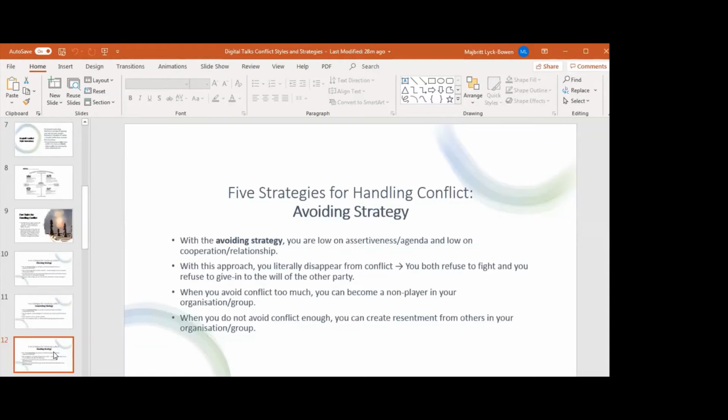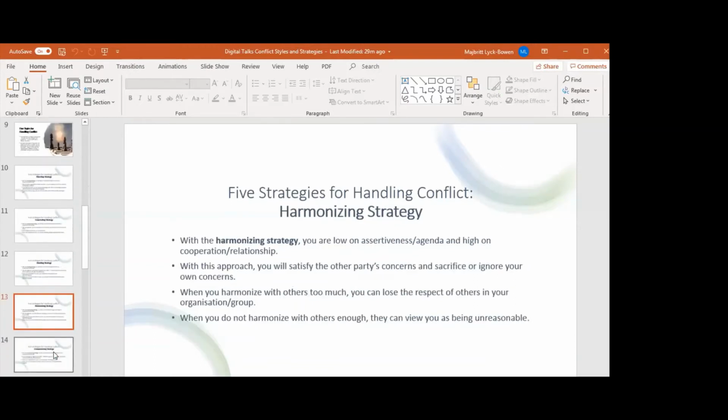On the other hand, if you don't avoid conflict enough, you can also create resentment from other organizations and from other people in your organization or your group. So that means if you're constantly seen as being the one that enters any kind of conflict, any kind of disagreement with full force, then people might start resenting you, thinking you're just out to create trouble all the time. So again, there will be times where this is the best strategy.